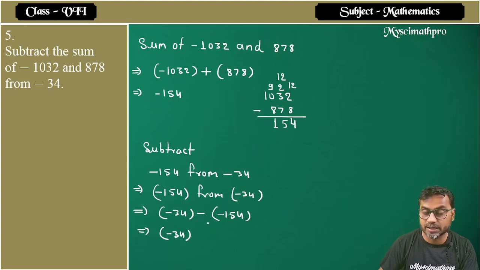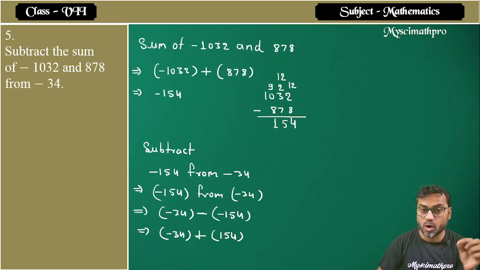Now student, we write minus 34 as it is. In the place of minus sign, we put the plus, and we write the additive inverse of minus 154. So it will be 154. And student, here we will follow rule number 2 of addition.